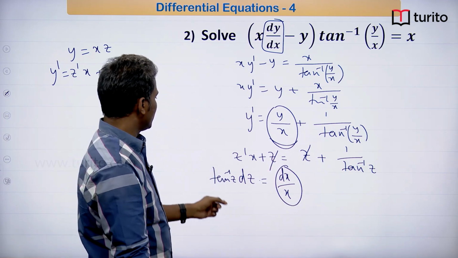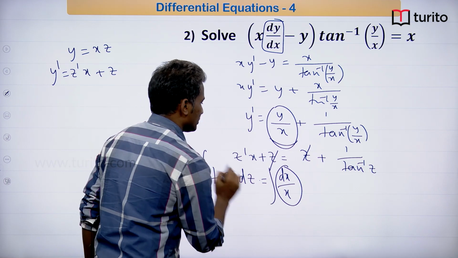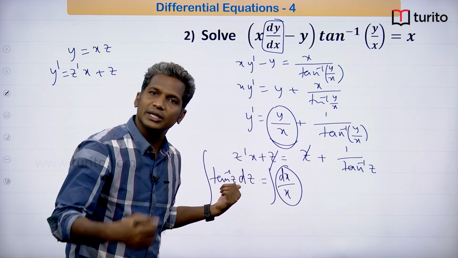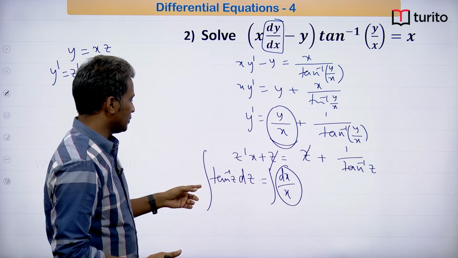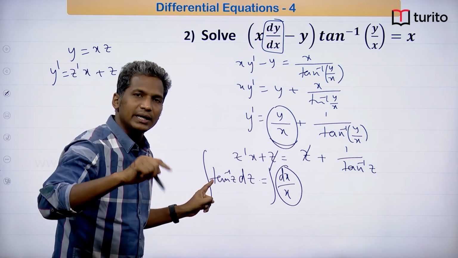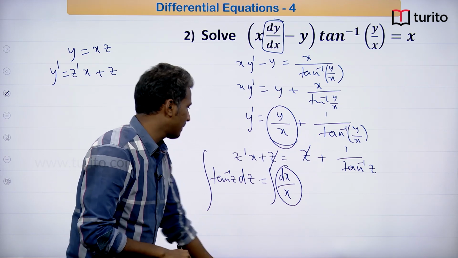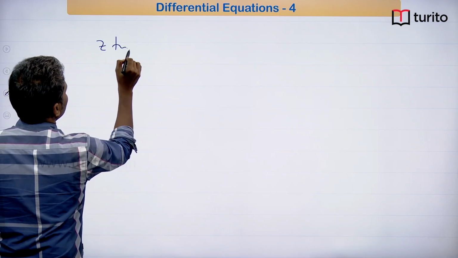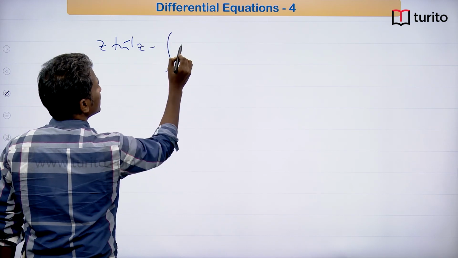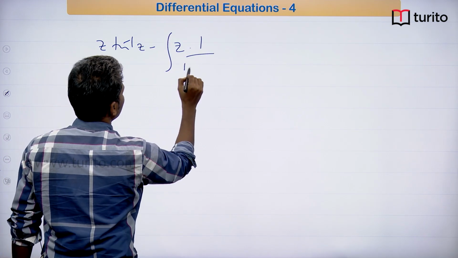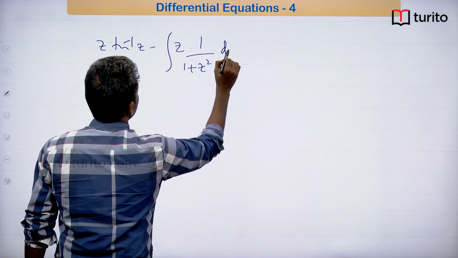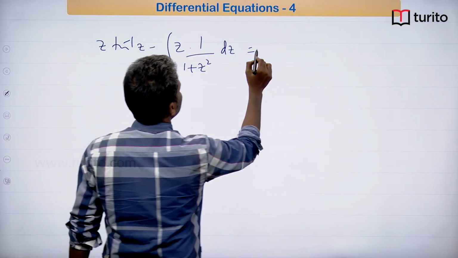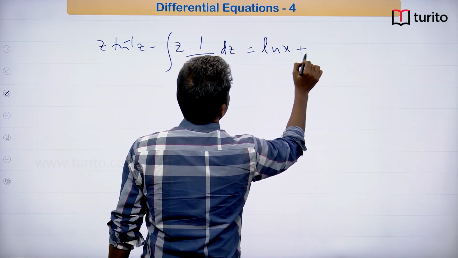Okay. Now we want to integrate both sides. So how do we integrate the LHS? By using integration by parts. You know that we will integrate 1 here and differentiate the tan inverse. Okay. So it becomes somewhat like this: z into tan inverse z minus integral of z into 1 by (1 plus z square) into dz, and in the RHS, integral of dx by x is ln x plus some constant.